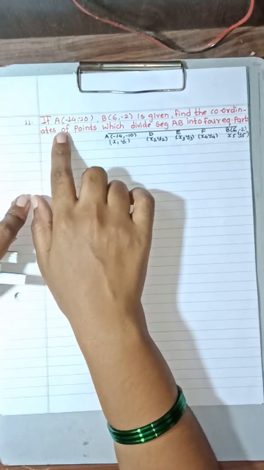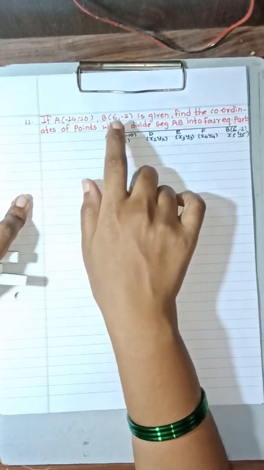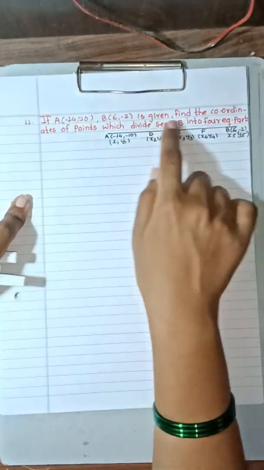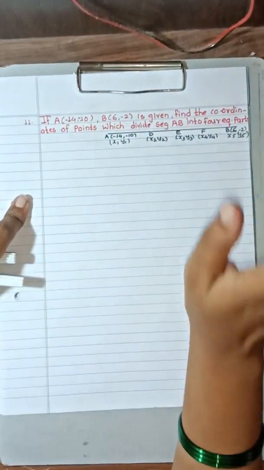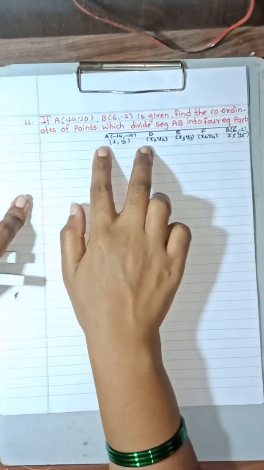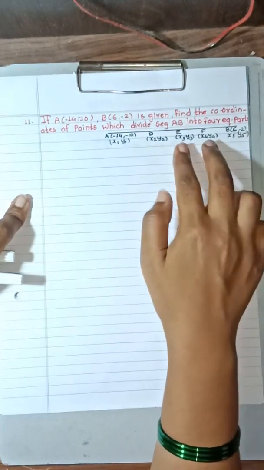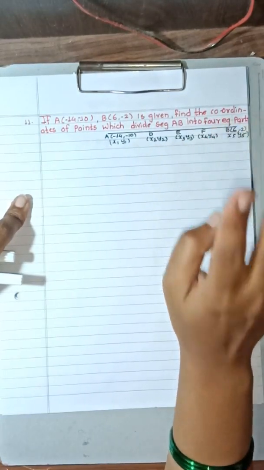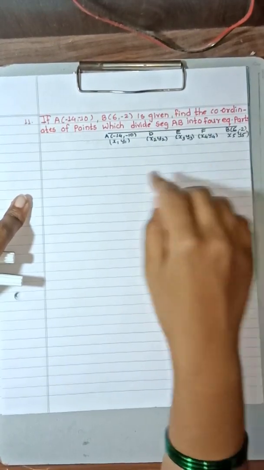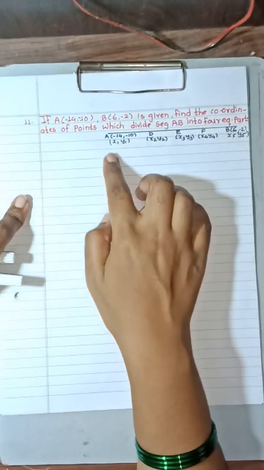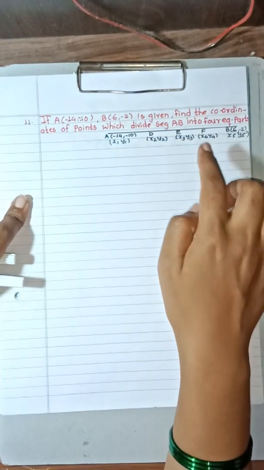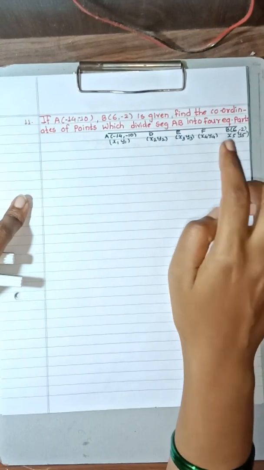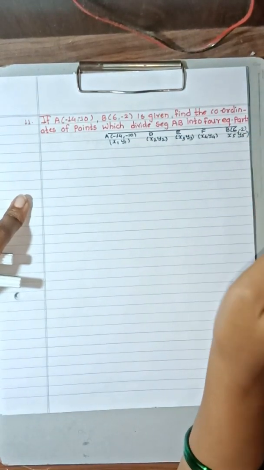Now in question number 11, they have asked you that if A is minus 14, minus 10, and B is 6, minus 2, find the coordinates of points which divide segment AB into 4 equal parts. Now you can see AD is the first part, DE is the second part, EF is the third part and FB is the fourth part. Similarly what we have done here, coordinates of A we have supposed as x1 y1, of D we have supposed as x2 y2, E we have supposed as x3 y3 and F we have supposed as x4 y4, as well as B x5 y5.